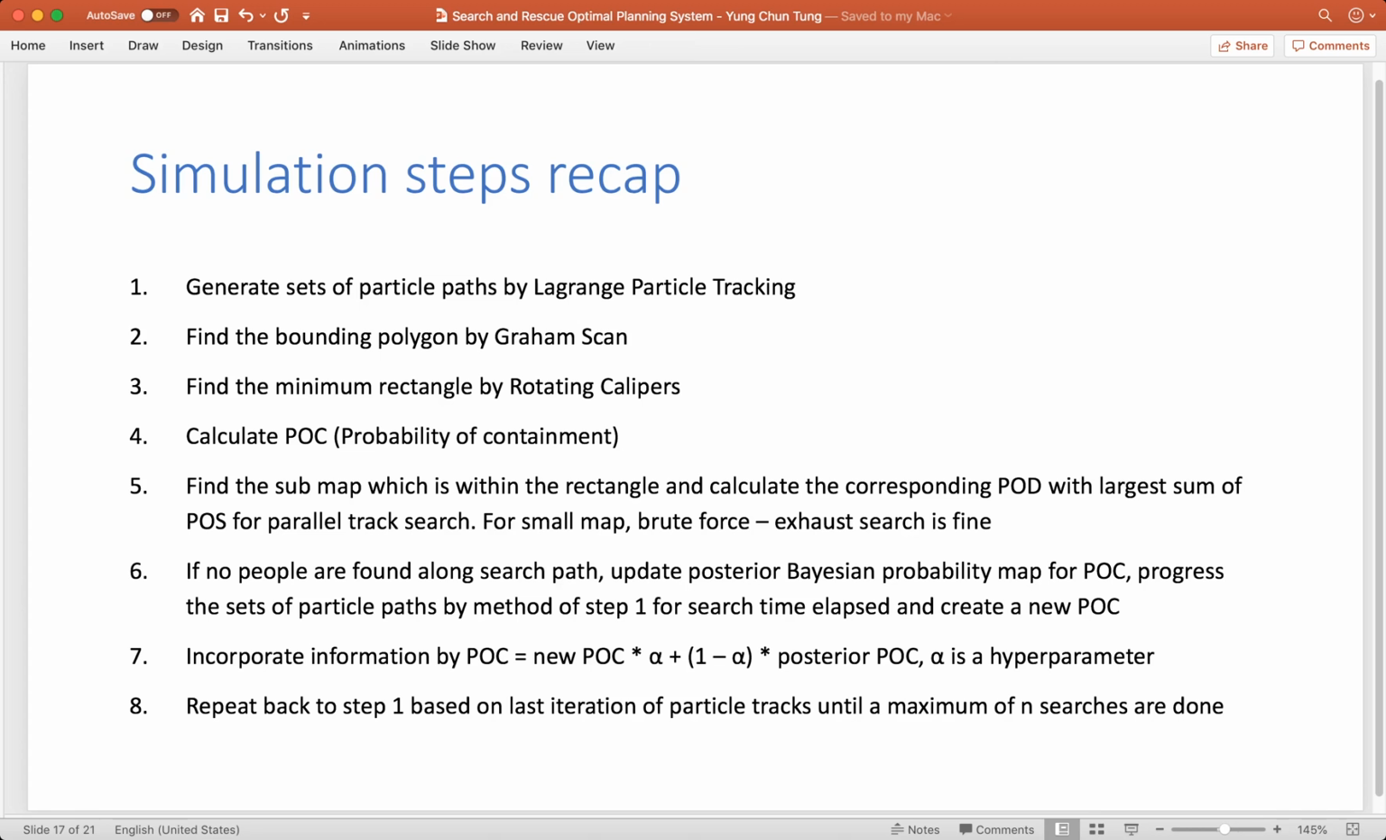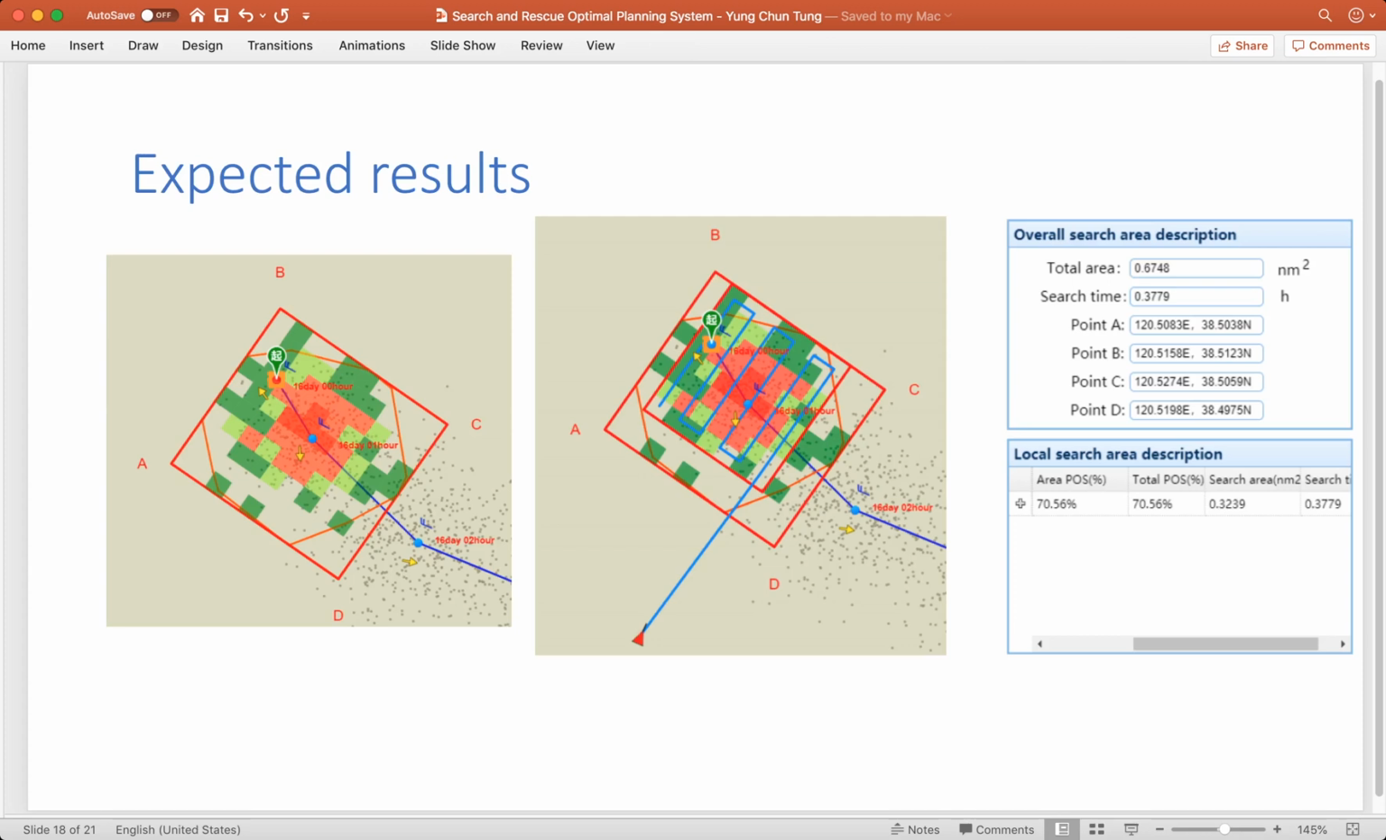Here is the simulation steps recap. First, we generate a set of particles from Lagrange particle tracking. Then we generate a convex hull from the Graham scan, and then the rotating calipers. We calculate the probability of containment, and the probability of success for each parallel track search. After we find the track search, we execute the plan to see if we find a target. If we don't find it, then we update it and repeat these steps until we find it, or until a maximum of n searches are done.